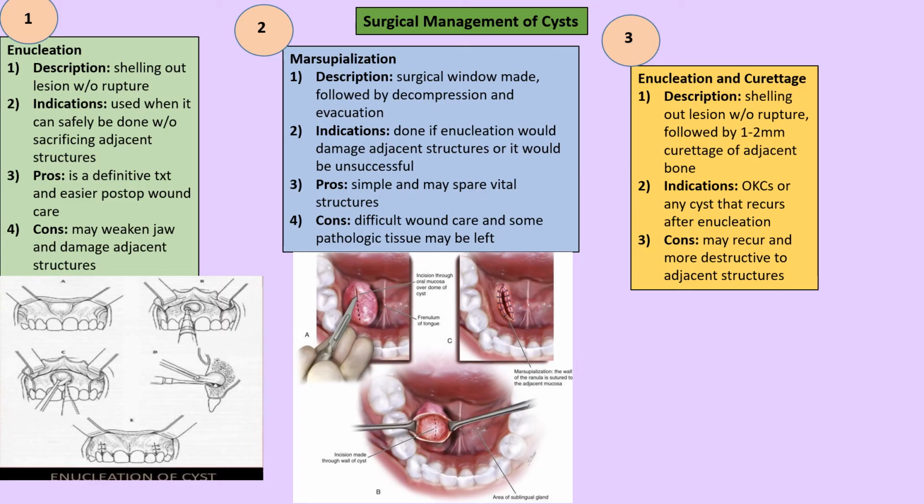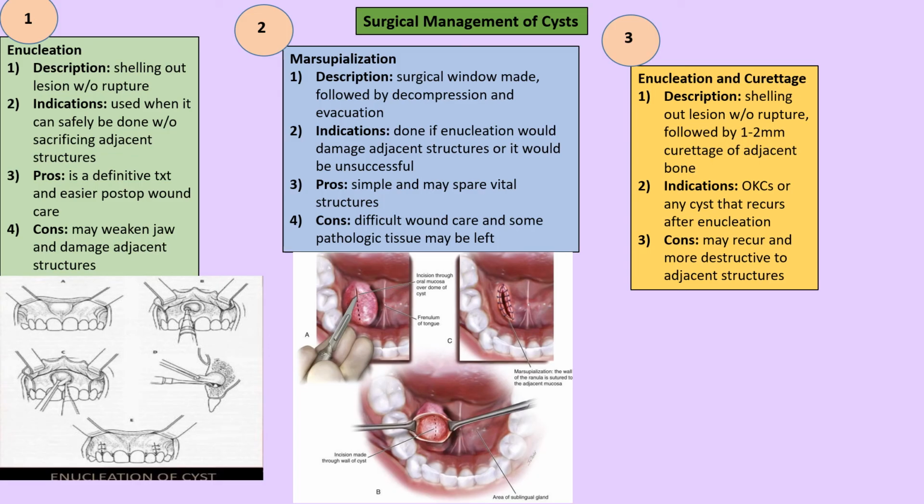You can do marsupialization, in which you make a surgical window in the cyst, decompress it, evacuate the contents, and then make the cystic lining continuous with the epithelial lining. That is called the Partsch operation. The problem with marsupialization is that some infected tissue can still remain. Sometimes you do staged enucleation and marsupialization. So once you have done marsupialization, after initial healing has happened, you can do the enucleation.